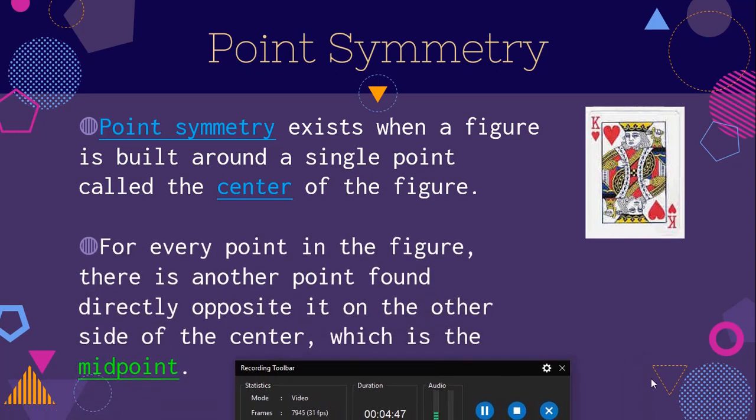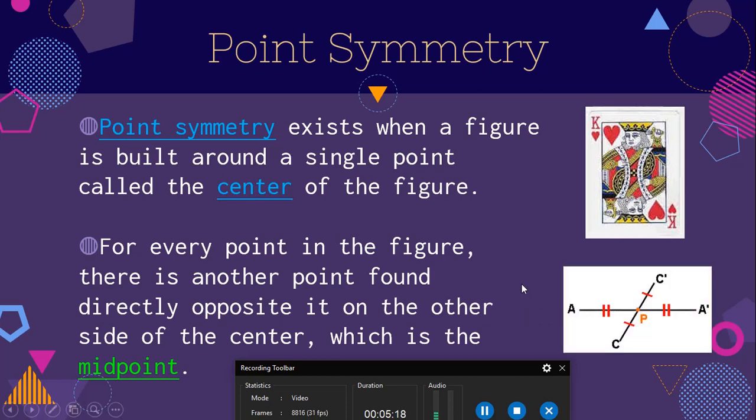What you want to realize with point symmetry is that for every point on the figure, there is another point directly across from it, but you must pass through the center of rotation. In math, we call that the midpoint, and we have talked about midpoint before. So this black box on the king's belt is our midpoint. And if you were to take the K, it would travel to the midpoint, and then it would locate across from it.